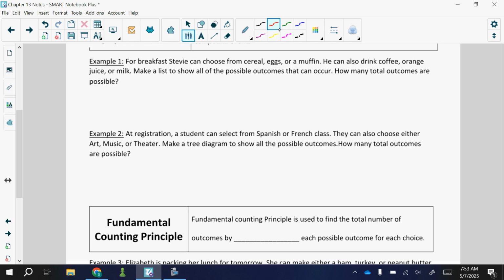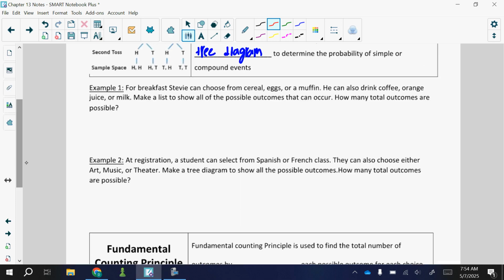So for breakfast, Stevie can choose cereal, eggs, or a muffin. He can also drink coffee, orange juice, or milk. Make a list and show all of the possible outcomes that can occur, and then how many total outcomes are possible. Okay, so it's good to start off with a list, or it specifically asks you to make a list.